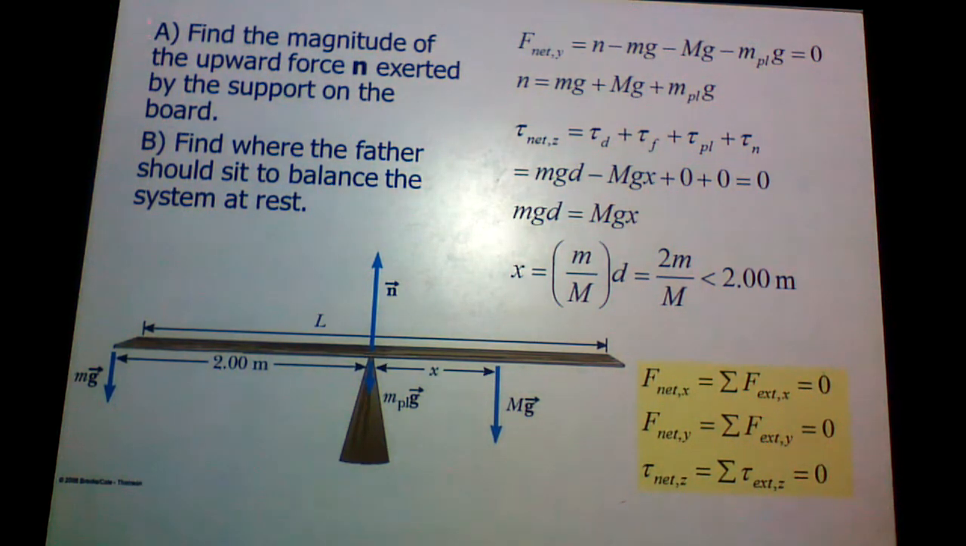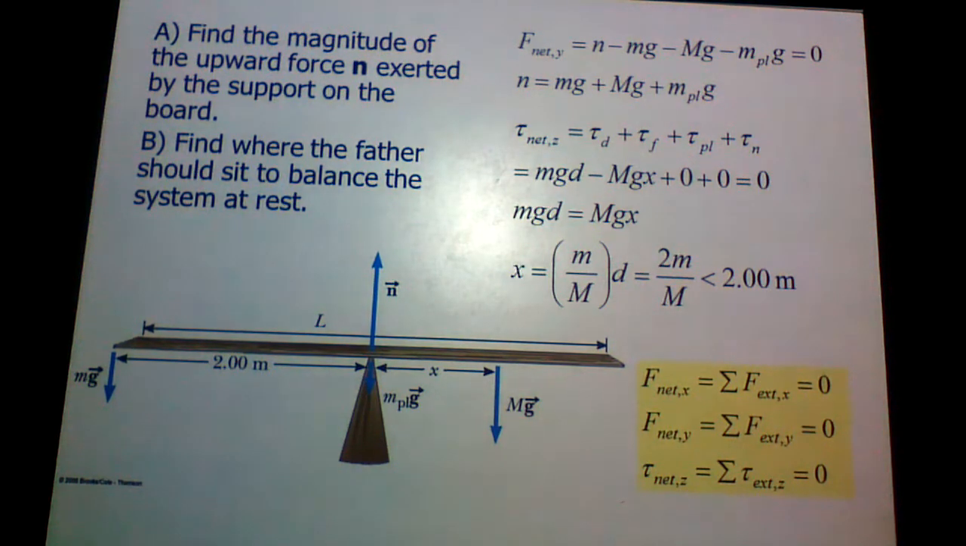Okay, so first let's do A. Find the magnitude of the upward force exerted by the support on the board. So I want to think about all of the forces that are acting in the Y direction, because ultimately the normal force is a force that's acting in the Y direction. So the net force in the Y direction is equal to N. It'd be positive because it's directed upward, minus mg, so there's the weight of the daughter, but I also have the weight of the actual uniform board itself, so minus the mass of the board times gravity. Then I also have directed downward the mass of the father, which is my minus mg here.